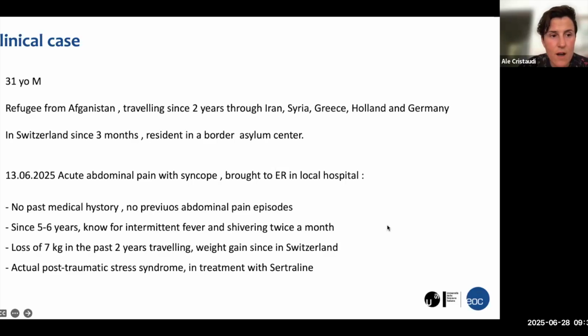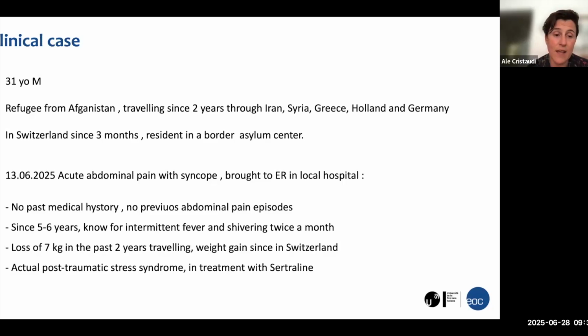Okay, so our second case is a young man who comes from Afghanistan. Actually, he is a refugee and he has been traveling for the last 2 years through many countries before arriving in Switzerland, where he has been for 3 months, staying in an asylum center. About 2 weeks ago, he had an acute pain and a syncope, for which he was brought to the emergency room of a local hospital in another part of Ticino, not our hospital.